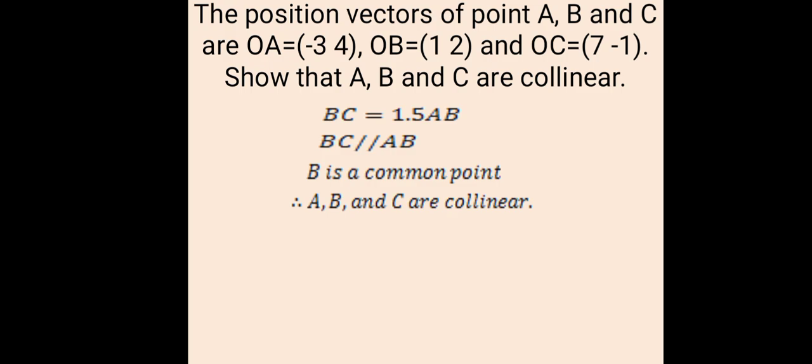The position vectors of points A, B, and C are OA is equal to (-3, 4), OB is equal to (1, 2), and OC is equal to (7, -1). Show that A, B, and C are collinear.